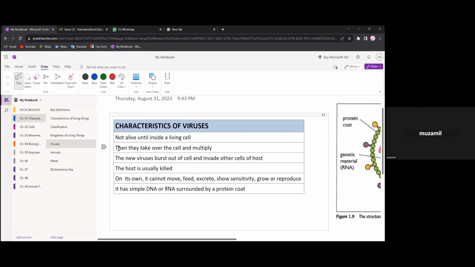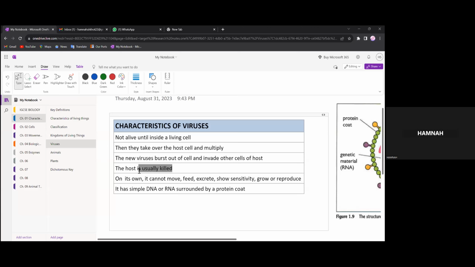But they are harmful. When they take over a host cell, they multiply themselves, and when they multiply, the new viruses burst out of the host cell and invade other cells of the host. They keep multiplying, and when they occupy such a large space, they don't have enough room, and then the cell bursts. The host cell is dead then.